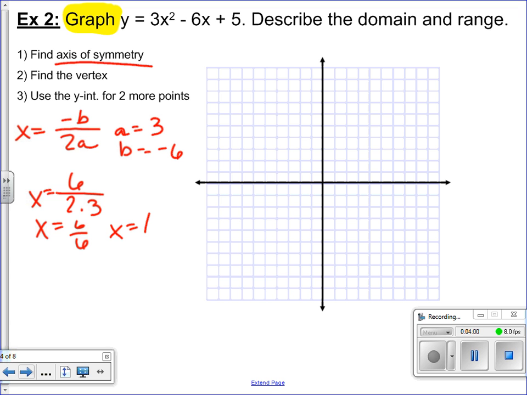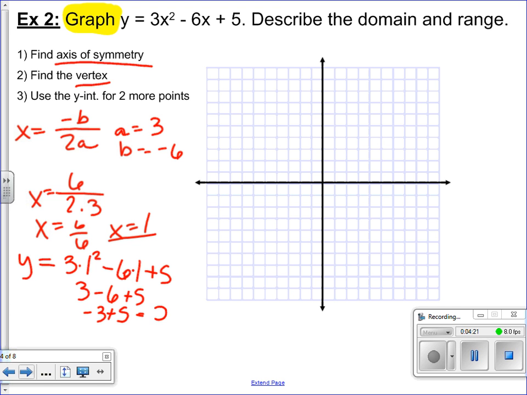And then we need to find the vertex. So this is our x value. Now we need to find the y value. So y equals 3 times 1 squared minus 6 times 1 plus 5. So 1 squared is 1 times 3 is 3, minus 6 plus 5, negative 3 plus 5 equals 2. So that means the vertex is 1, 2.